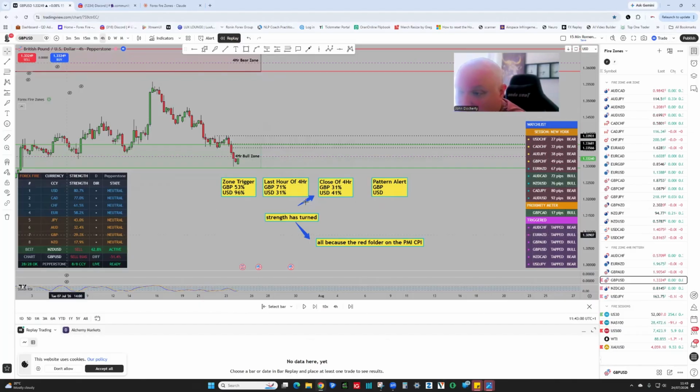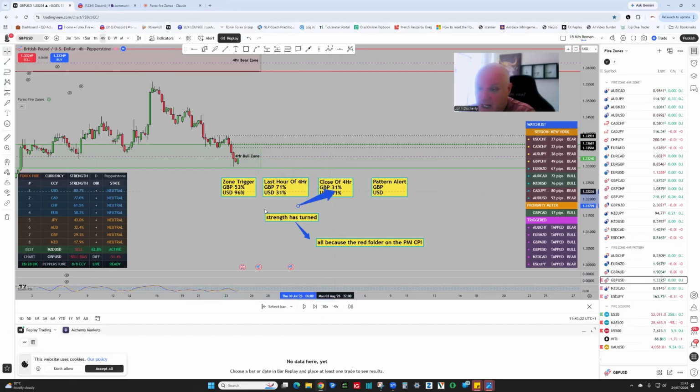the USD, and you can currently see here, this was the last hour of the 4 hour, which was in our favor. We were looking for an entry, but half an hour before the close of this 4 hour, that's when the news had dropped. When the news dropped, the strengths went against. So again, the system shows it works, okay?